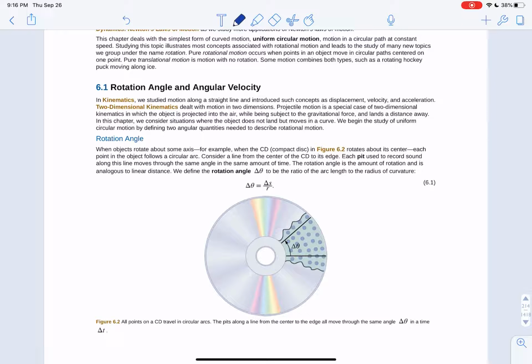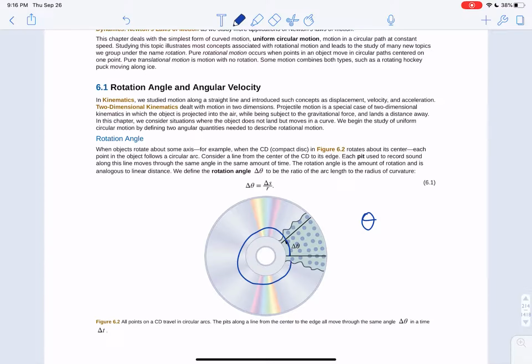Normally if you go from point A to point B, we say you moved a distance x. Now, if you go along an arc, for example, we're going to measure that with an angle. What was the angle that you moved? That angle here.